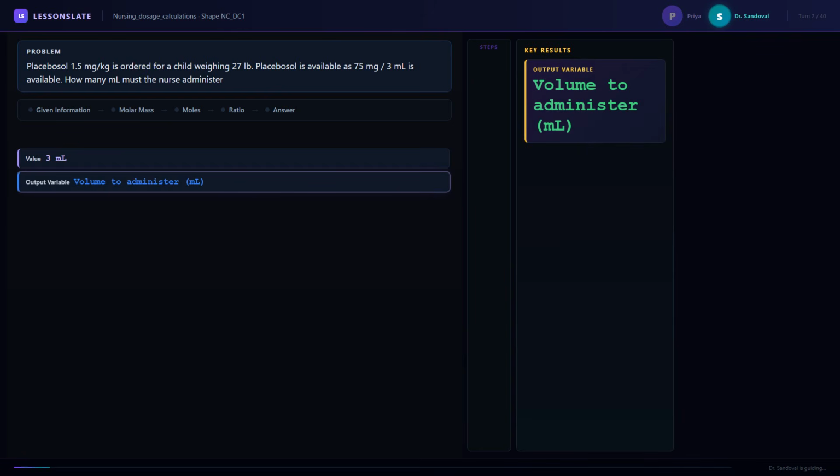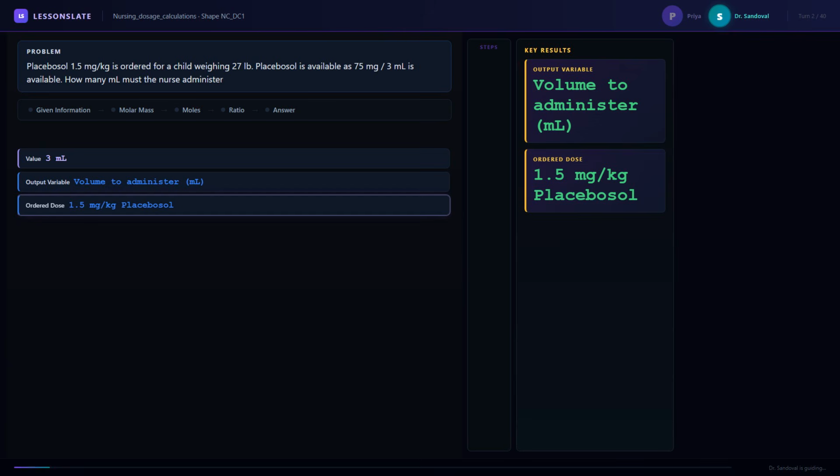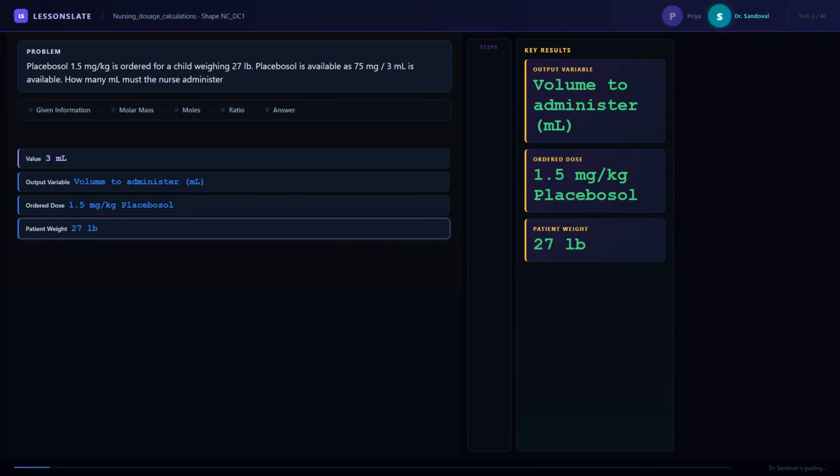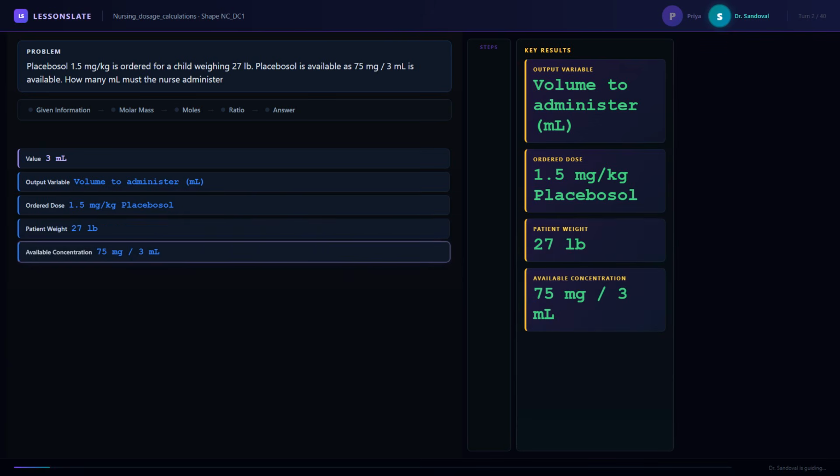This problem has a couple of key unit conversions hiding inside it that can really trip people up, Priya. Let's break it down first. We're given an ordered dose of 1.5 milligrams per kilogram, a child's weight of 27 pounds, and the drug's concentration as 75 milligrams per 3 milliliters. Our ultimate goal is to find out how many milliliters the nurse needs to administer. What's the very first piece of information we need to work with, keeping in mind the dose is per kilogram?